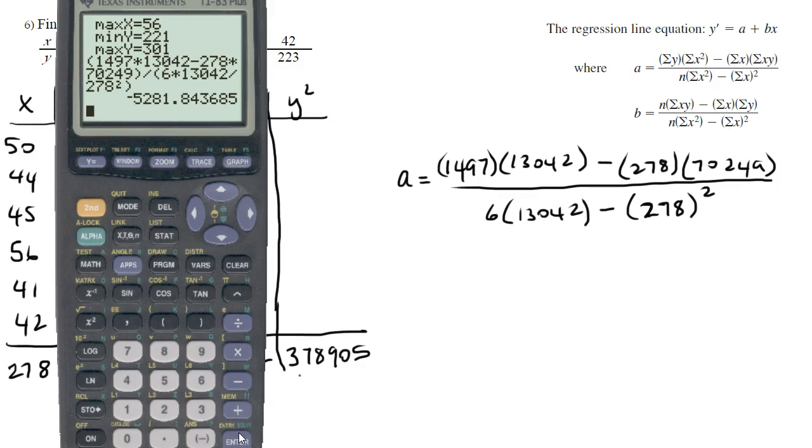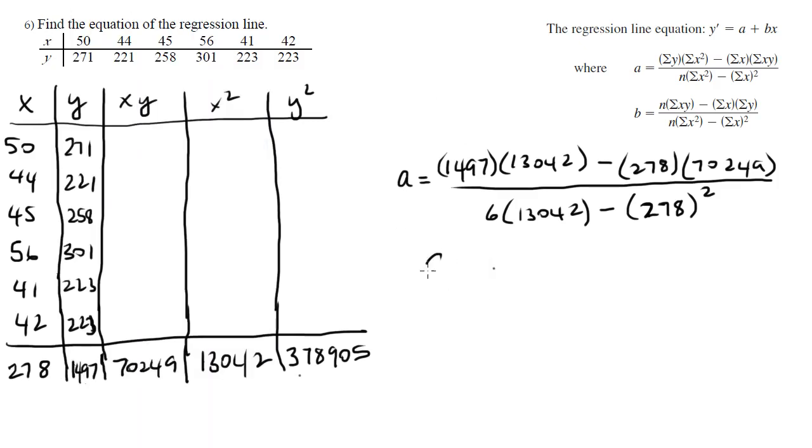Now that number looks really large. And I'm not sure it should be that large. Let's write it down. So negative 5,281. Negative 5281.843. There we go. Now we need to find B.